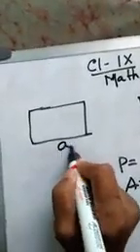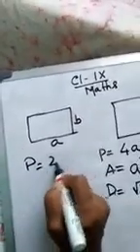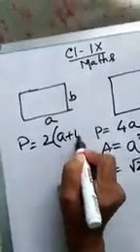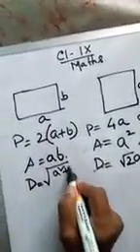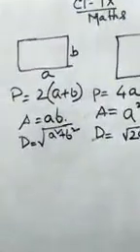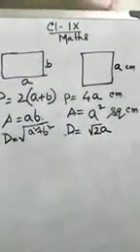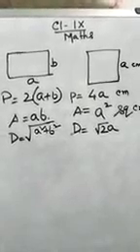And for the rectangle, if the sides are A and B, then perimeter is equal to 2 into (A plus B). Area is equal to A into B. Diagonal is equal to root over A square plus B square. Now, the unit is the same in the perimeter and the diagonal. It is centimeter or meter, whatever the normal unit, and the area is in square centimeter or square meter.